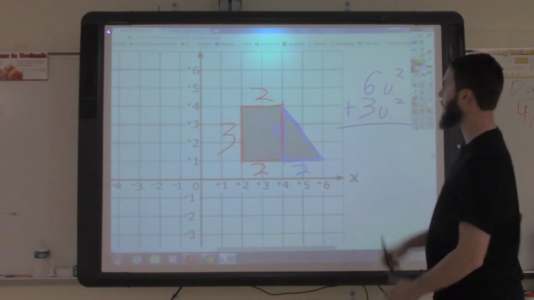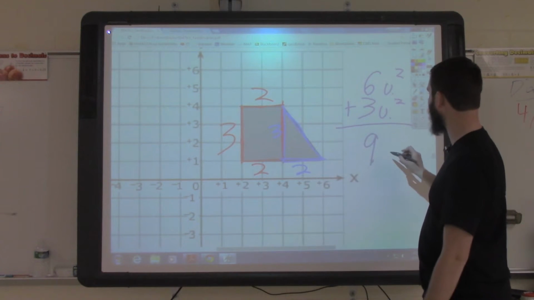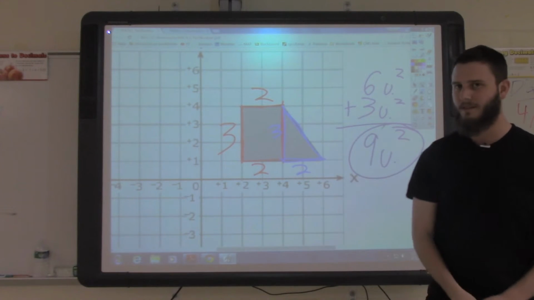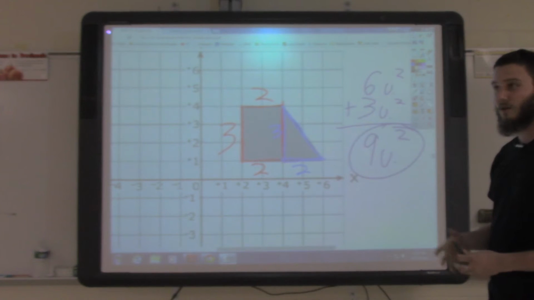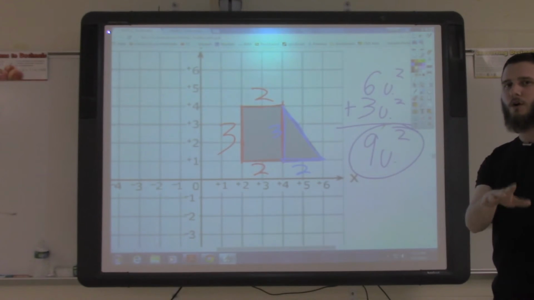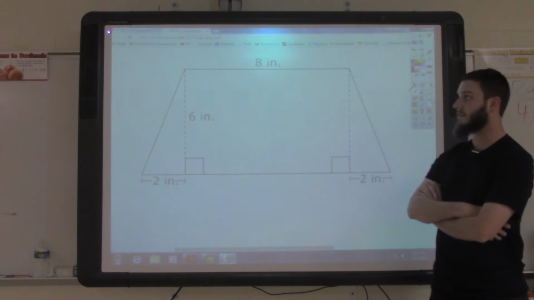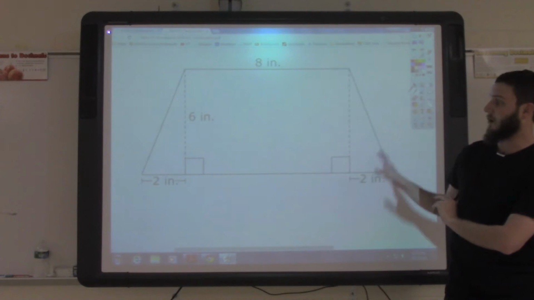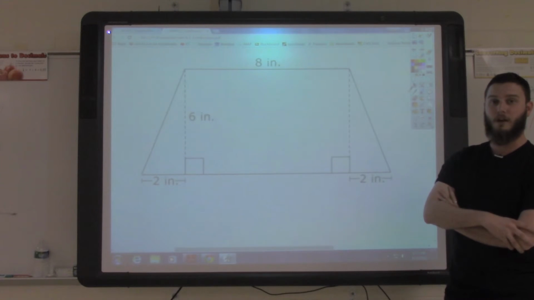We add them up to combine them so that we've got the total area, and that will give us a final answer of 9 units squared. And that's all there is to it. Doesn't matter if it's on a grid or not. Let me give you one more example, something for you to work on your own. Here's a trapezoid. In this case, it's already been cut up for you.